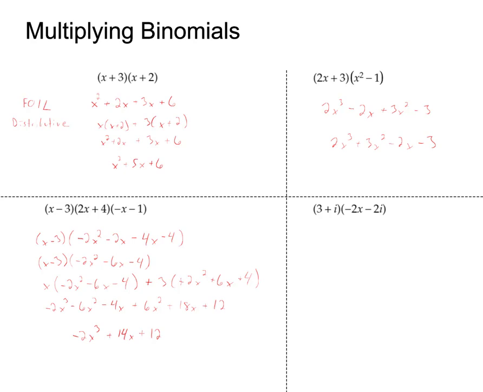So let's multiply this out. So we have first terms, so 3 times negative 2x is negative 6x. Outer terms, 3 times negative 2i is negative 6i. The inner terms, i and negative 2x, so that is negative 2ix. And then the last terms is negative 2i times i, so negative 2i squared. Okay, what do I notice immediately here? Well, we can factor out our negative 2. So let's factor out our negative 2 from everything.